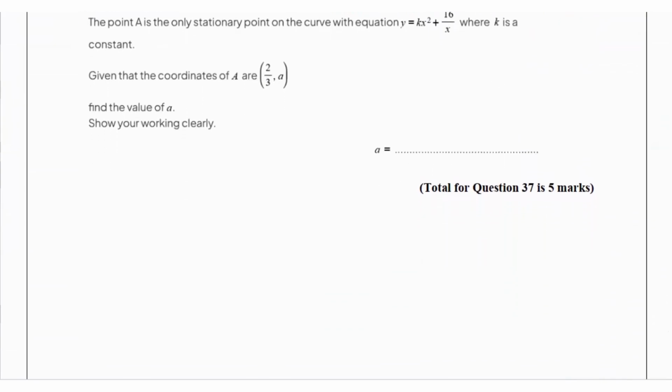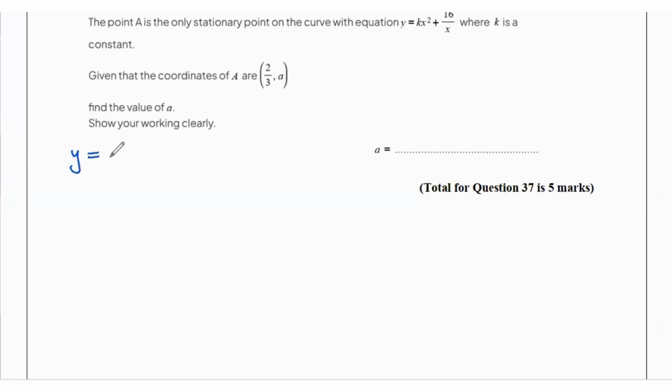So for this, whenever they mention the word stationary point with the curve, that means you have to differentiate your equation, put it equal to 0, and then find the value of those stationary points. Over here, we have two unknowns, k and a. So to find the value of a, first we need to figure out the value of k.